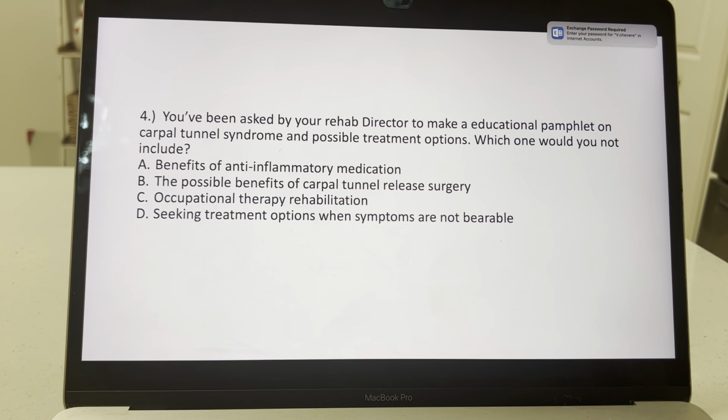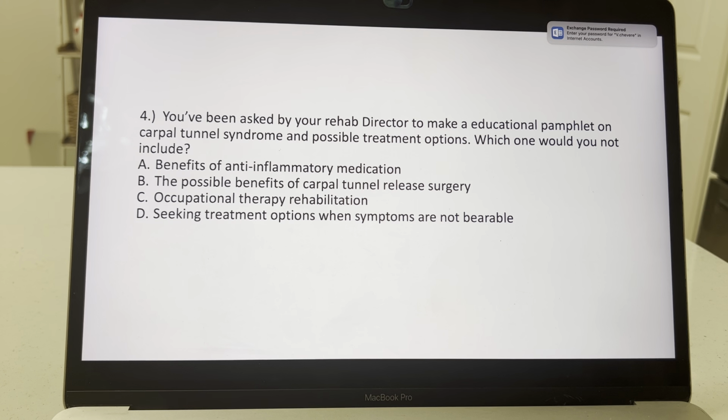Okay, so you want to be thinking more of D. In that pamphlet, it shouldn't say seek medical attention or seek therapy, rehabilitation if the symptoms are unbearable, or if you're having too much pain. That's when you want to seek alternate treatment.